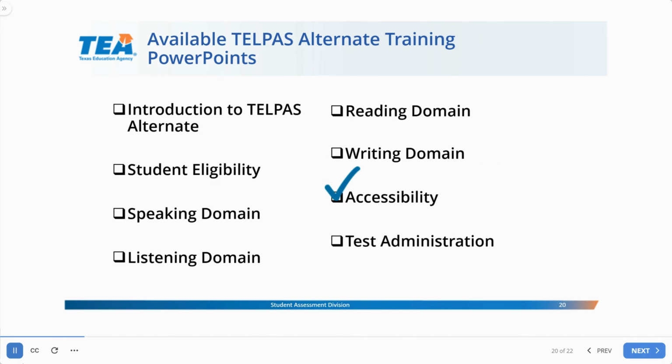There are a total of 8 PowerPoints to help educators learn about TELPAS Alternate. This has been the training on TELPAS Alternate. The other PowerPoints are listed here for your reference.